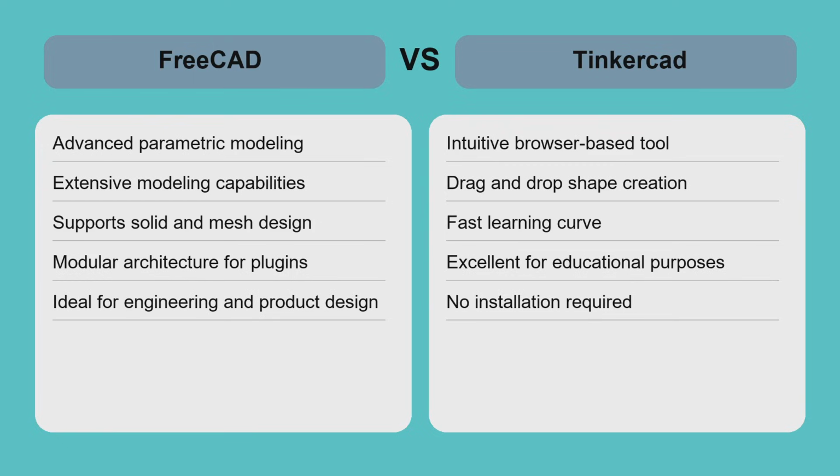FreeCAD offers advanced parametric modeling, ideal for engineering projects requiring precision and flexibility, but its complexity demands time and patience. Tinkercad, on the other hand, prioritizes ease of use and speed, making it excellent for beginners, educators, and casual users creating simple models or prototypes.